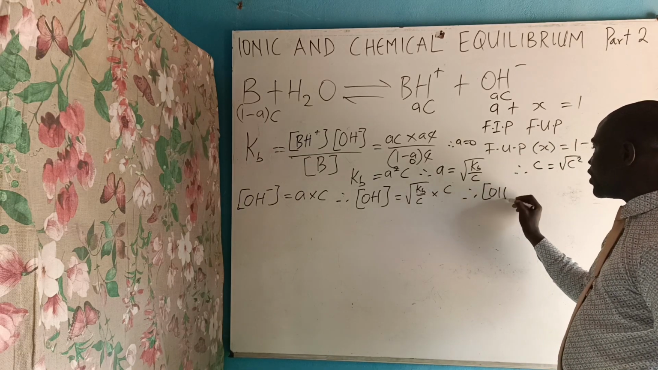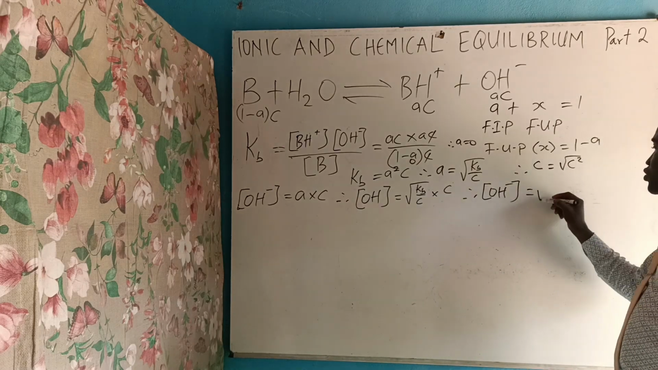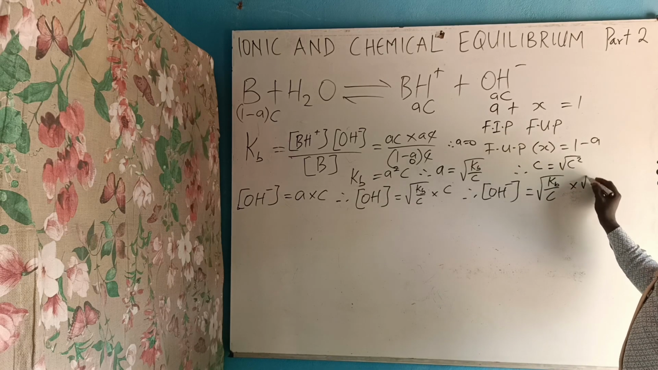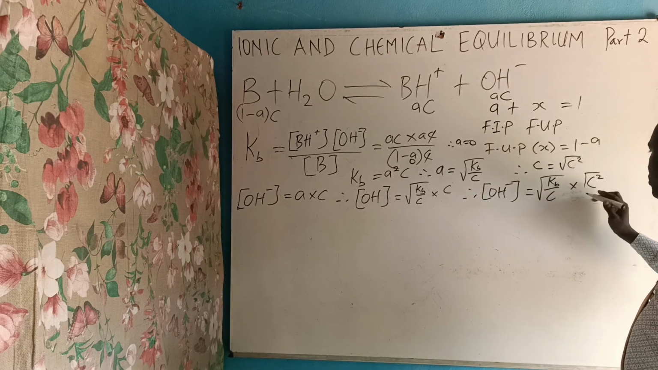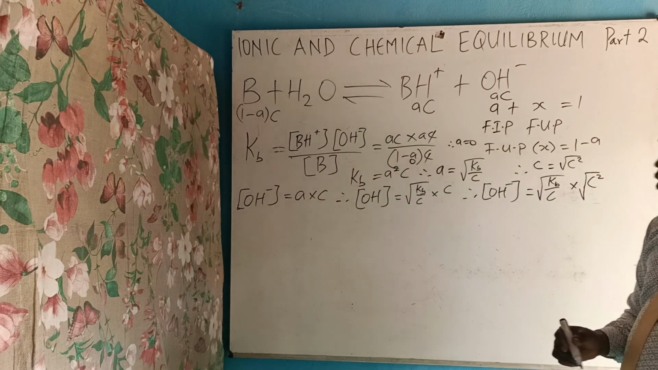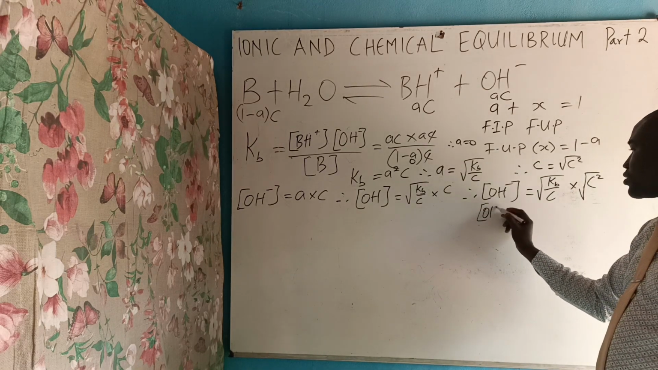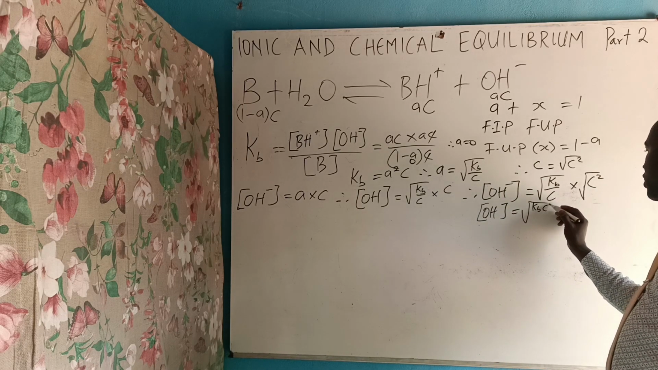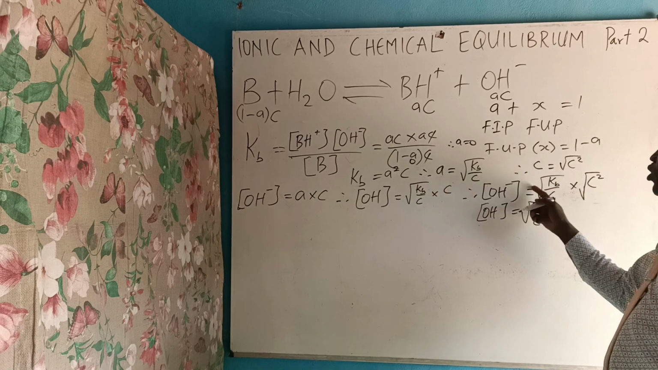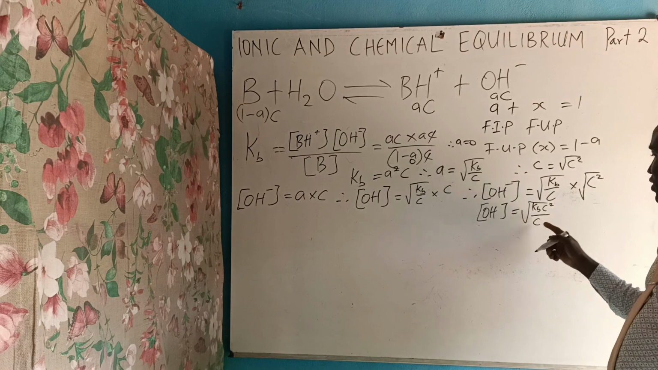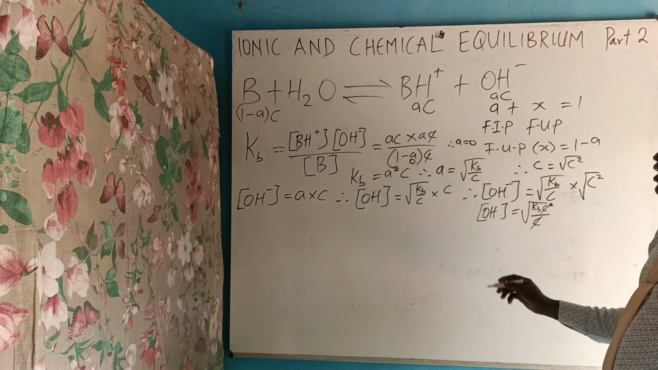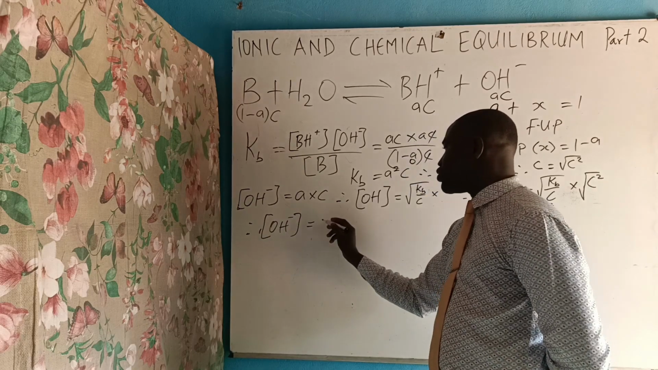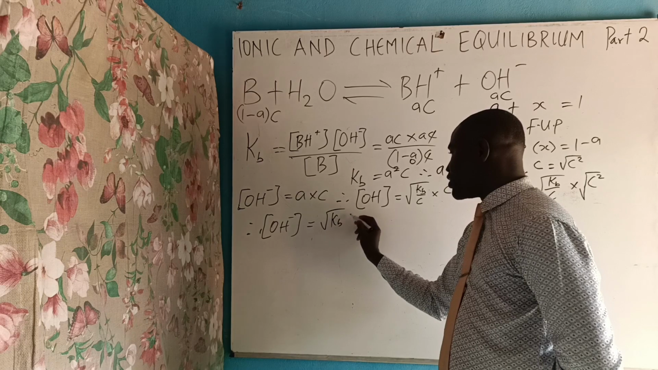Therefore, concentration of OH is equal to square root of Kb over C times square root of C squared. That will give me square root of Kb C squared over C. It is at this point, because both of them are inside the square root, this can now come inside. So this can cancel this. Therefore, concentration of OH is equal to square root of KbC.